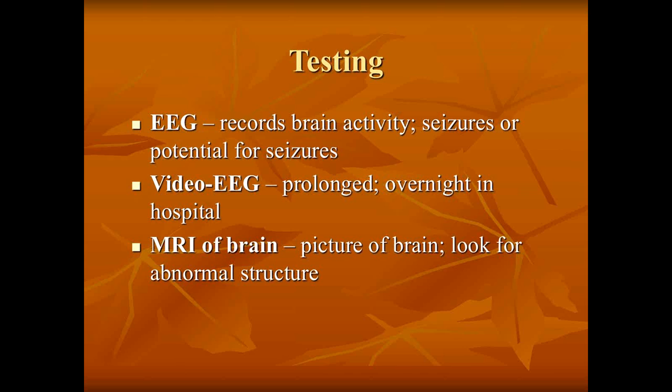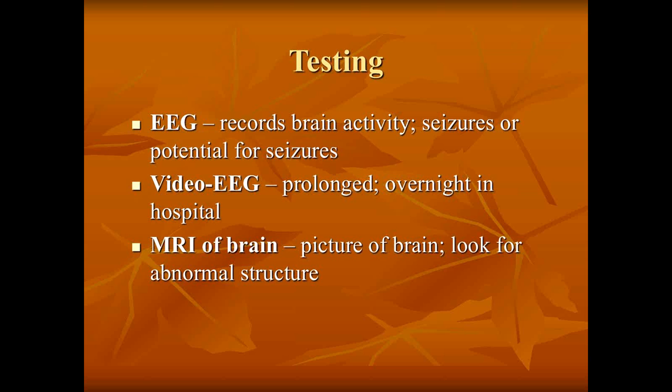When a patient presents with recurrent seizures, these are some of the tests we order. The most important is the electroencephalogram, or EEG. This records the brain activity. It can record seizures themselves. When you capture an actual seizure, it confirms the diagnosis. It also indicates the potential for seizures or spikes that indicate that a patient is at risk for seizures and what type of seizures they're at risk for.